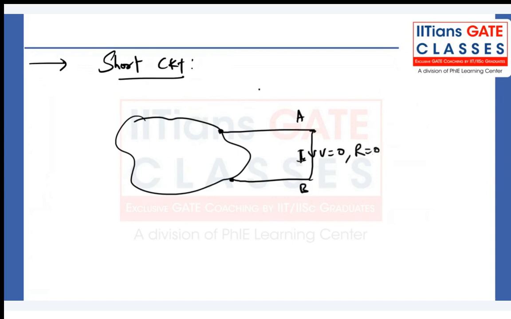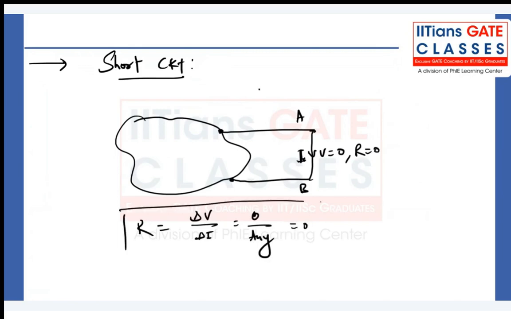So if you take the change, resistance is change in voltage upon change in current. The change in voltage is zero and the change in current is anything, meaning a huge current can flow through the short circuit. So a short circuit just means a huge current is flowing through a simple wire having zero resistance.